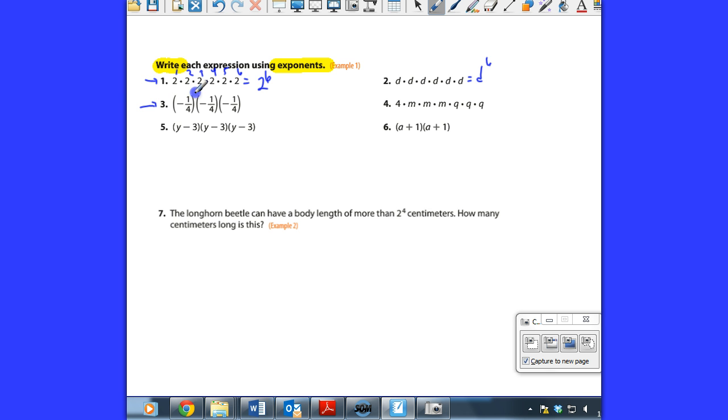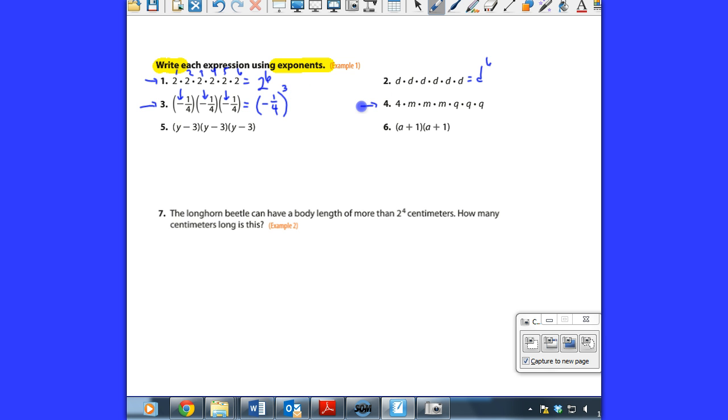I have parentheses, negative 1/4, parentheses, negative 1/4, parentheses, negative 1/4. So I have negative 1/4 multiplied 3 times. This one, it's important that you put parentheses around negative 1/4. The reason is that the negative sign is multiplied every time the 1/4 is multiplied. So you put that in parentheses, and then outside the parentheses you put the power, or the exponent, of 3.